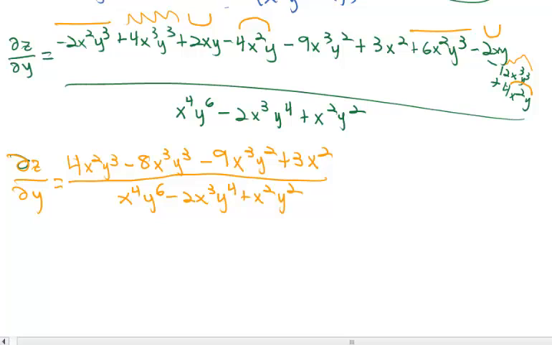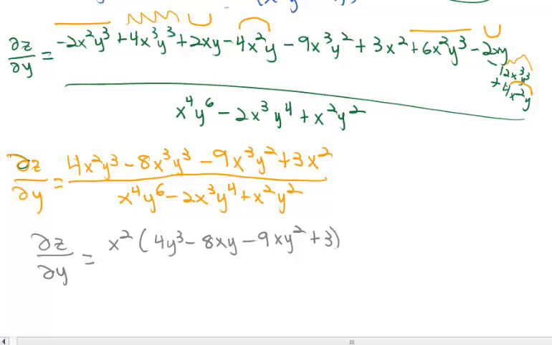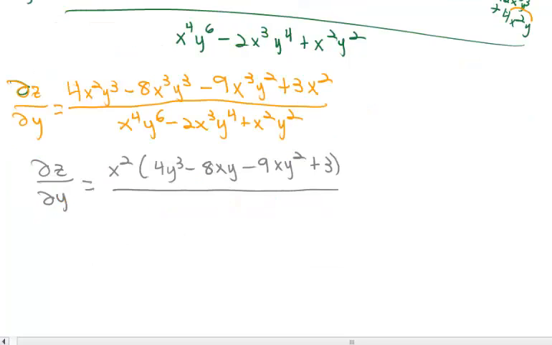And again, we're going to want to factor it to try and simplify the partial of z with respect to y. In the numerator, the only thing that we have in common is an x squared, so we'll pull that out, which gives us 4y cubed minus 8xy minus 9xy squared plus 3. All over the denominator, we've got x squared in common, also a y squared. The y squared, though, is not going to help us simplify. The x squared will, so we'll factor out the x squared. Gives us x squared y to the 6th minus 2xy squared plus y squared.